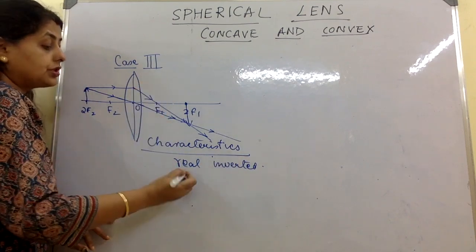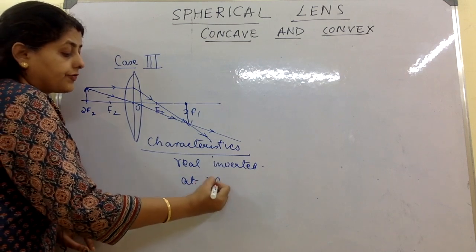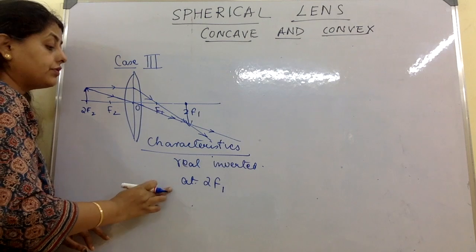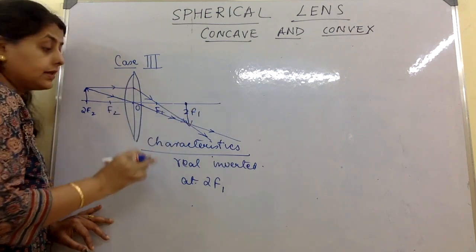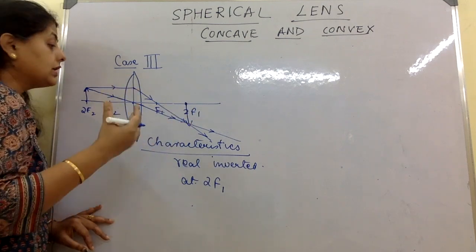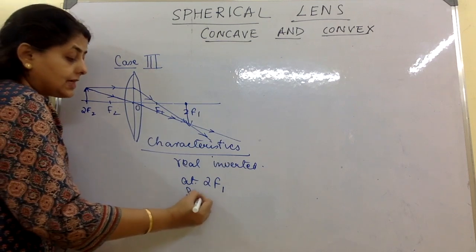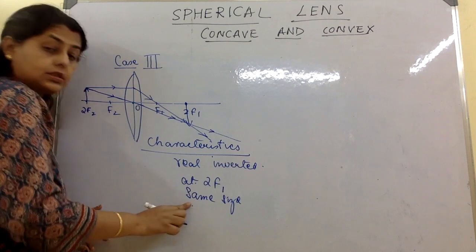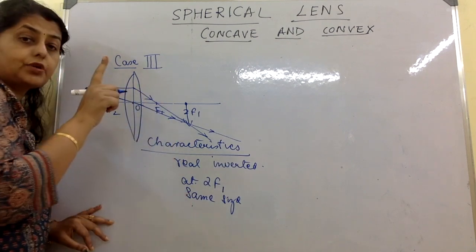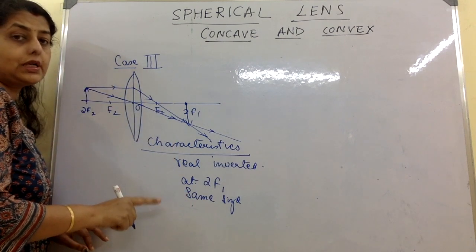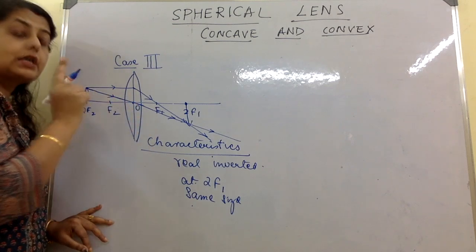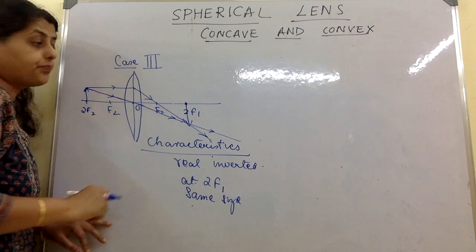What is the position? The image is formed at 2F1. It is real, it is inverted, and the image is formed at 2F1. It is the same size as the object. So if you write the characteristics of the image, you can just write that an image of the same size as the object is formed. Okay, so that is case 3, when the object was at 2F2.